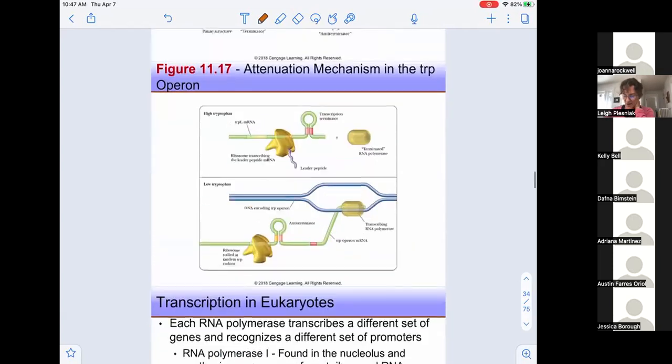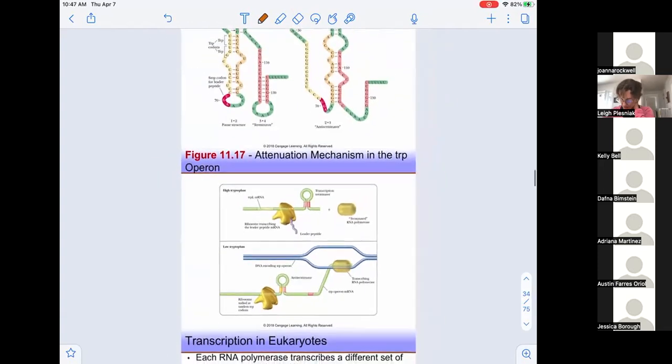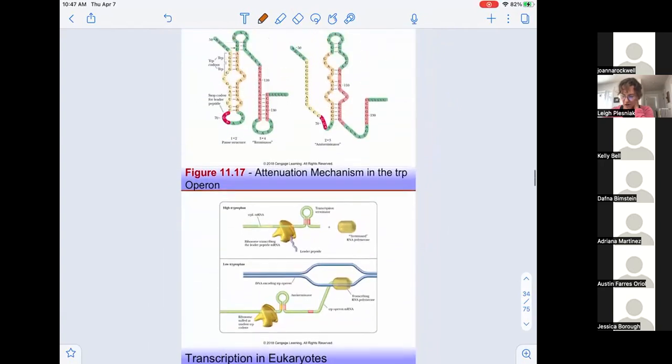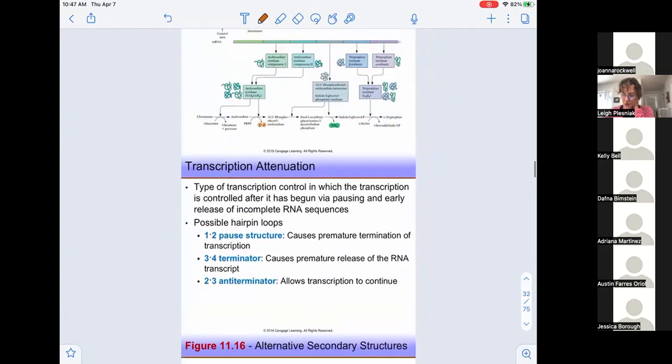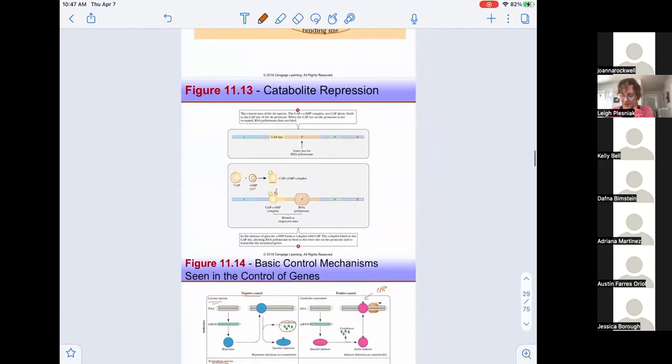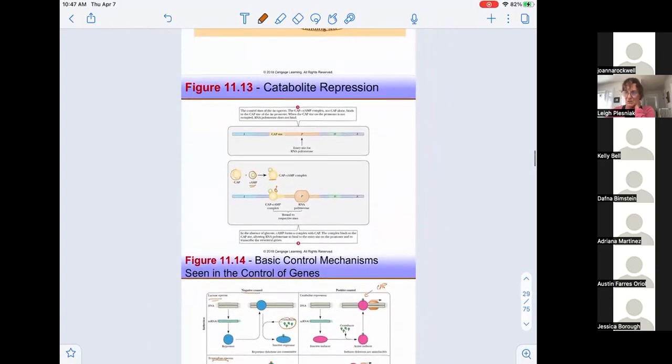No problem. Okay, so I'm sure your heads are spinning. So I'm going to save the trp operon attenuator mechanism until Tuesday. Let's see. Probably the best thing to do now would be to look at some homework questions, right?